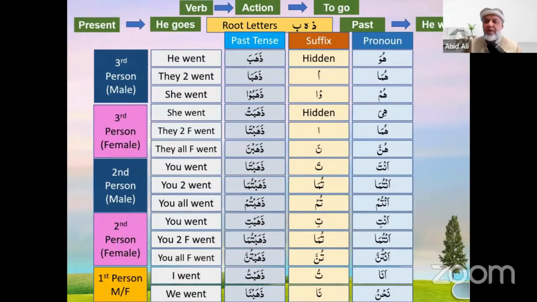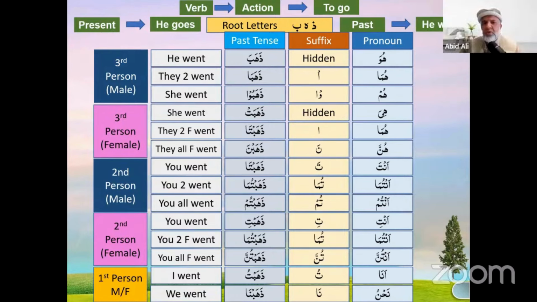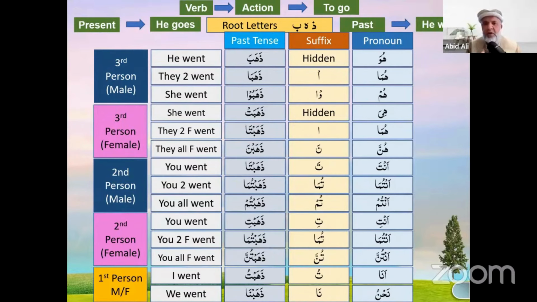So if I tell you to say he left, the root word will be kharaja. Kharaja means he left. You know what kharaja means? Kharaja means to leave, to exit. So if I give you kharaja, and it says it's on the pattern of fa'ala, then your job is to make 14 different variations for the past tense. This category of Arabic we call sarf.